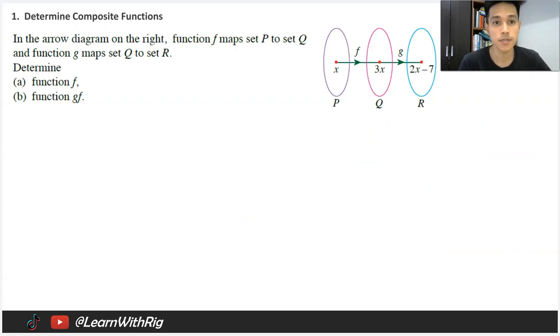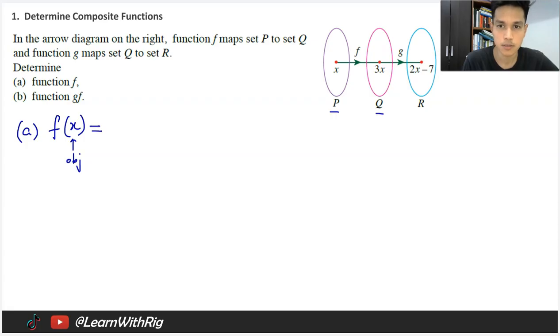Let me go through some examples so you guys can understand this composite function. Question number 1: in the arrow diagram on the right, function F maps set P to set Q, and then function G maps set Q to set R. Determine what is function F. Function F maps P to Q, which is from X all the way to 3X. In other words, when the object is X, the image is 3X. So this is the function F.